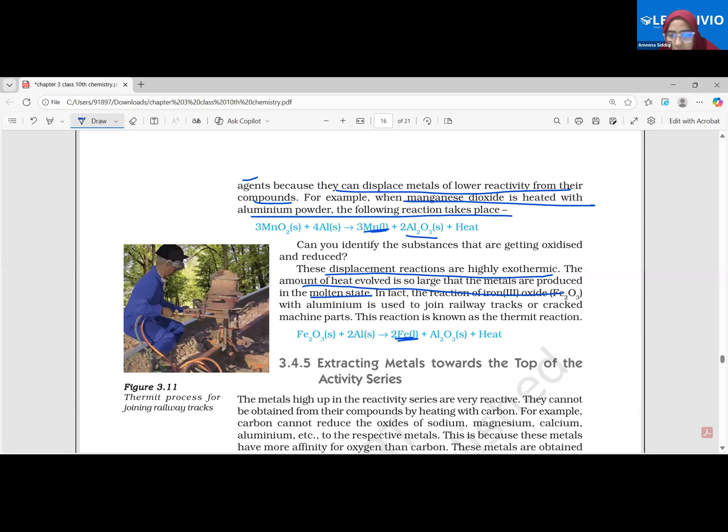The reaction of iron oxide plus aluminium gives the same kind of reaction: aluminium oxide plus iron. Now, iron is formed in the liquid state. Why liquid? Because this heat will change the pure iron from the solid to the liquid state. And it is used to join railway tracks or cracked machine parts. We use iron for all of this, right? And how can we use it as a joining agent? When it is in the molten form. So this reaction has this application: iron oxide plus aluminium gives us iron in the molten form due to the large amount of heat released, and that molten iron can be used in joining the tracks or cracked machine parts. Is it understood?